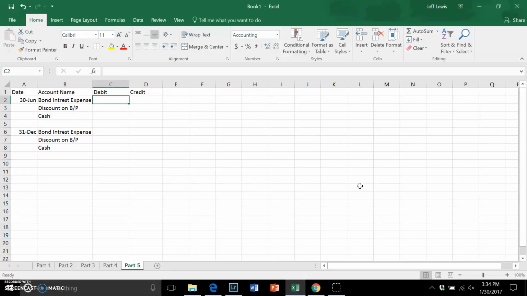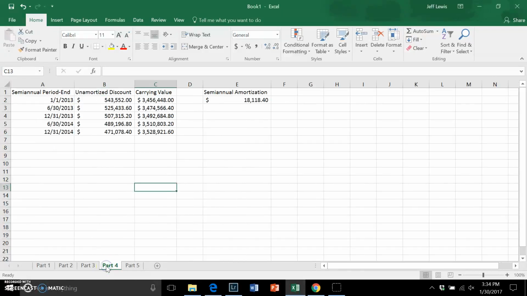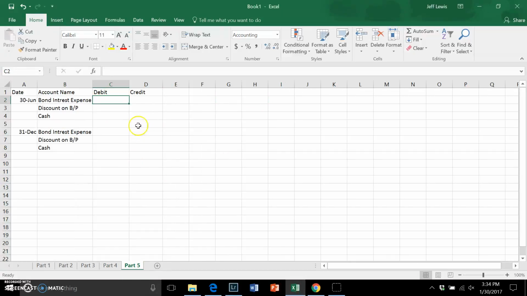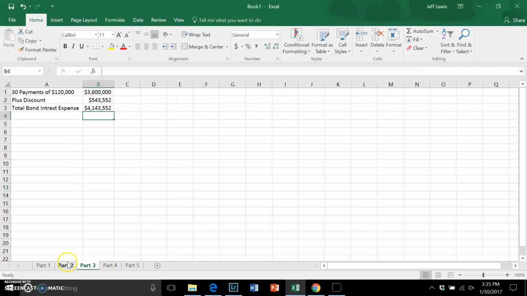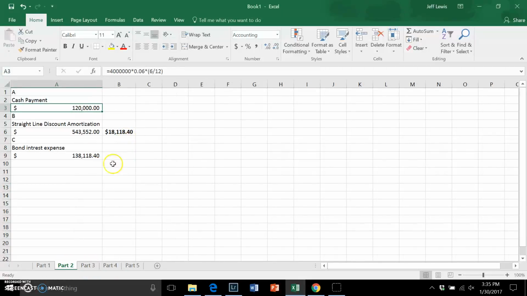And to find these values, we're actually going to look back to part 4. The semi-annual amortization amount, that's going to come in handy here with the discount on bonds payable. So that amount, 18,118, that is our discount on bonds payable. So that's what we're going to be taking away from the discount. And then to find the other 2 values, you go here.